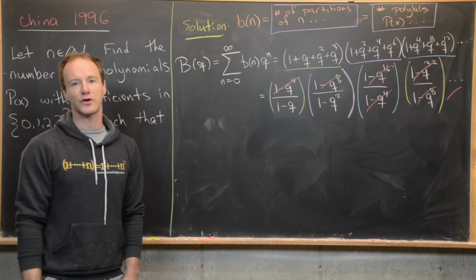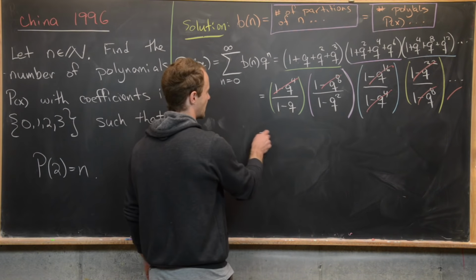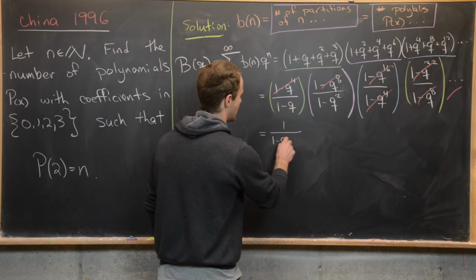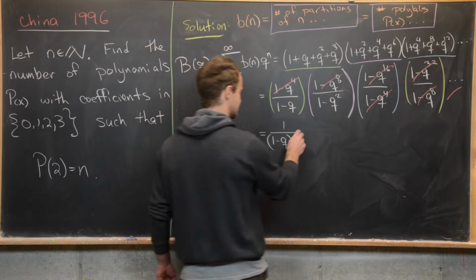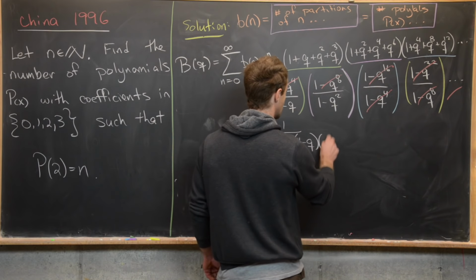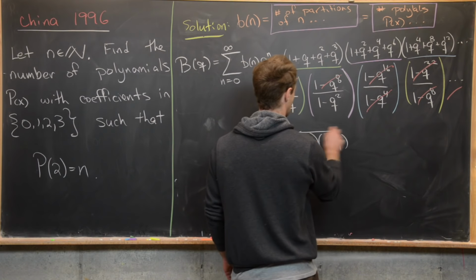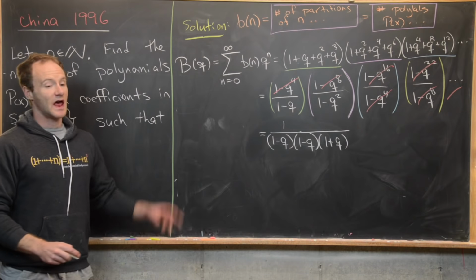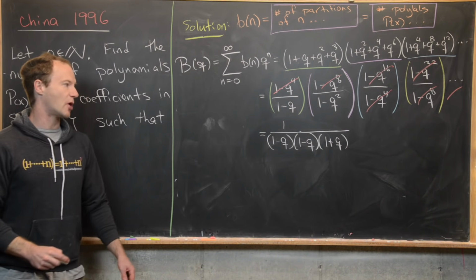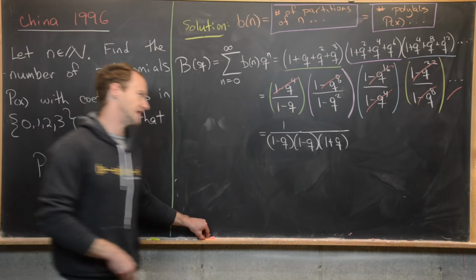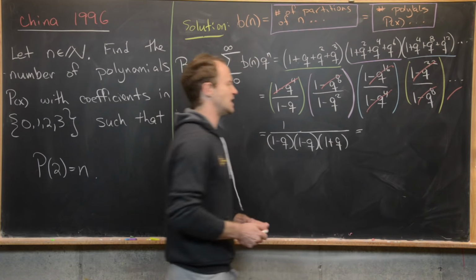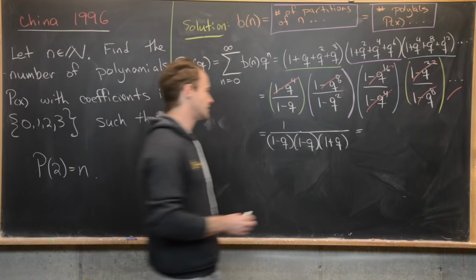So now let's bring down what's left over. I can write this as 1 over 1 minus q, and then I'm going to factor out this 1 minus q squared as a difference of squares. So I have 1 minus q times 1 plus q. Good. Now what I want to notice is you can do a partial fraction decomposition on this in a lot of different ways. I'll just sketch out maybe the most common way to do it.